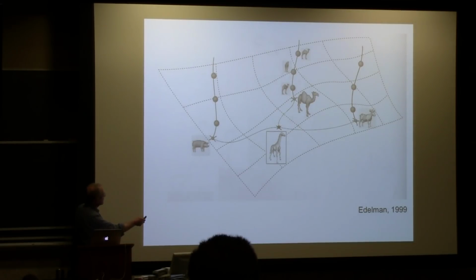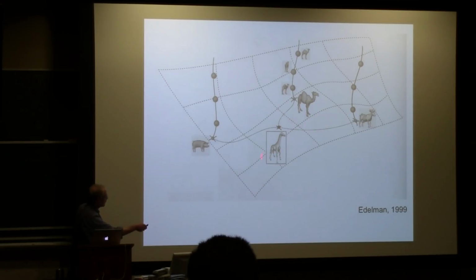And what's imagined is that through visual learning, you might have had exposure to pigs, to camels, to goats, to other animal shapes. But maybe you've never seen a giraffe before. It's the first time in your life you'd see a giraffe. But your representation of that giraffe would be based on its similarity to these other familiar shapes.